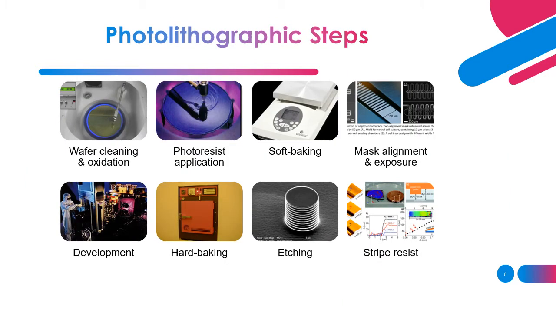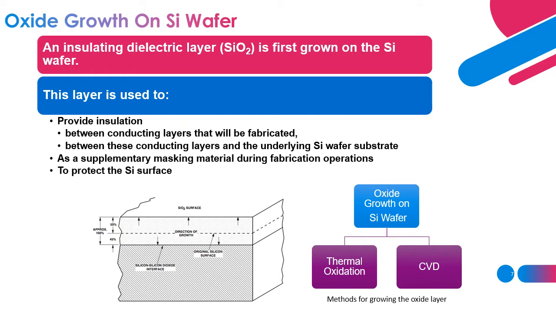Let us recall the photolithographic steps. They start with wafer cleaning and oxidation. After that, photoresist application takes place before soft baking. After that, mask alignment and exposure take place before the development of the IC starts, and then going into hard baking, and then etching, and finally we strip the resist in order to get the final product. For oxide growth on the Si wafer, an insulating layer, which is silicon oxide, is first grown on the Si wafer.